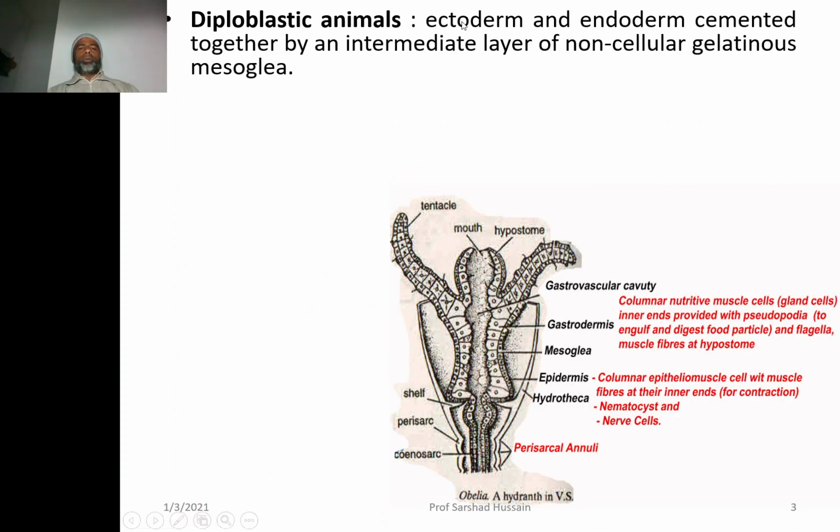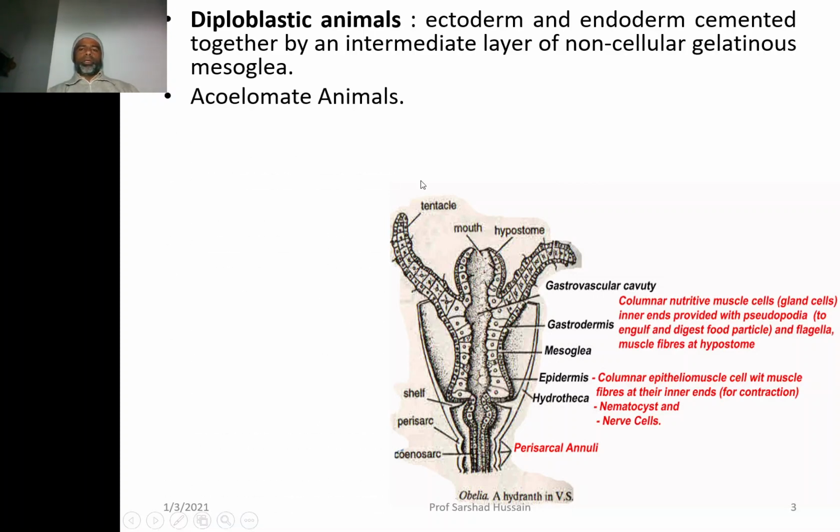They are diploblastic, their body is made up of two layers, ectoderm and endoderm. You can see over here in this picture, this is the gastroderm, called the endoderm, and then you have the outer epidermis, which you can compare with the ectoderm, and both of them are cemented together. They are not far apart from each other, and the layer which cements them is called the mesoglea.